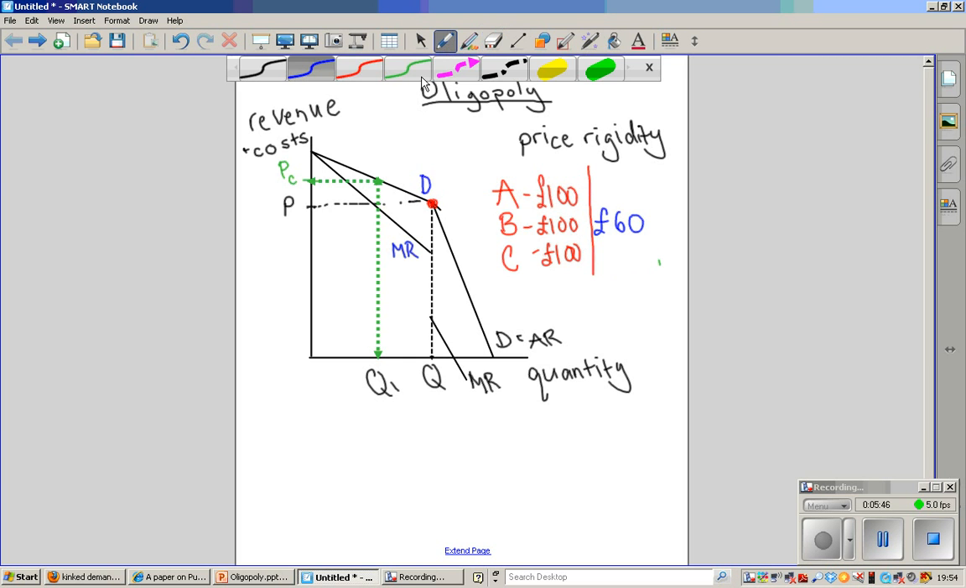Right, so right now I have company B at 60 and A and C at 100 pounds each. Now they see what I'm up to. I've dropped my price down to 60. By dropping price by 60, what's going to happen? I'm not going to draw this in just yet. I need to explain something. By dropping my price to 60, all the customers are going to come to me.